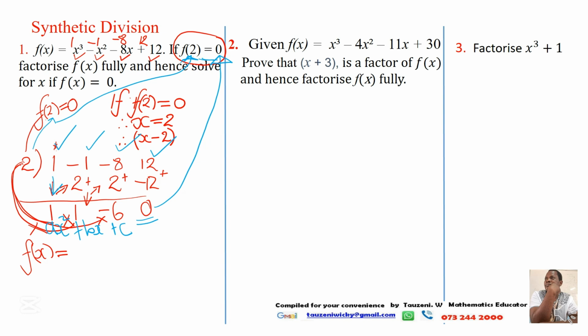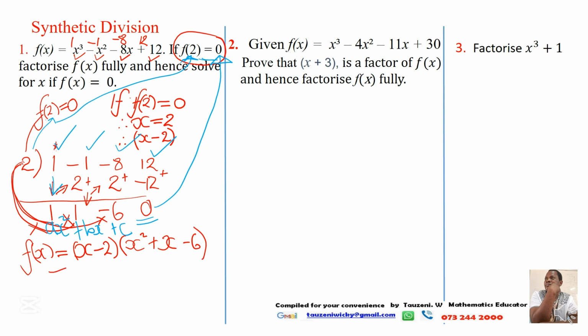the first factor is x minus 2, like we discussed before. So you write x minus 2. The second factor is ax squared plus bx plus c. The values of a, b, and c are these three numbers that we got at the bottom. So if you put 1, the first one is going to be 1x squared. The second one is going to be 1x. And the last one is negative 6.